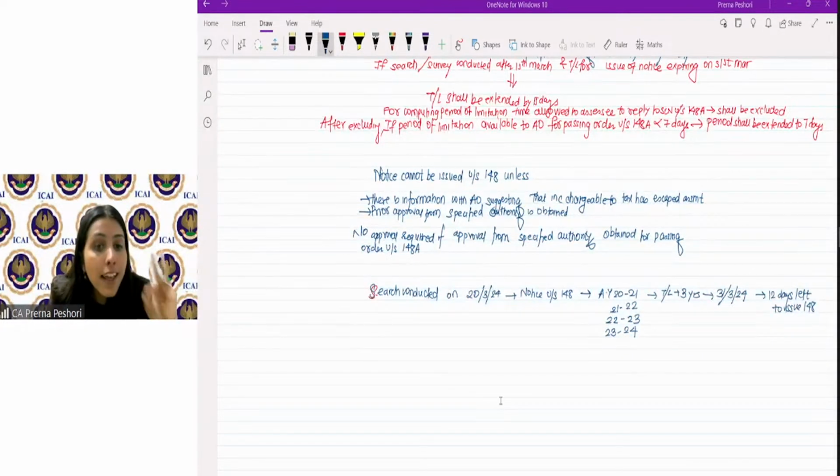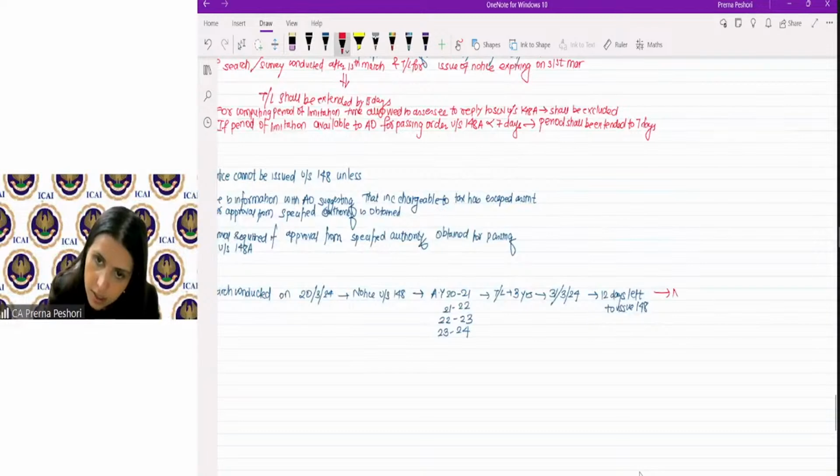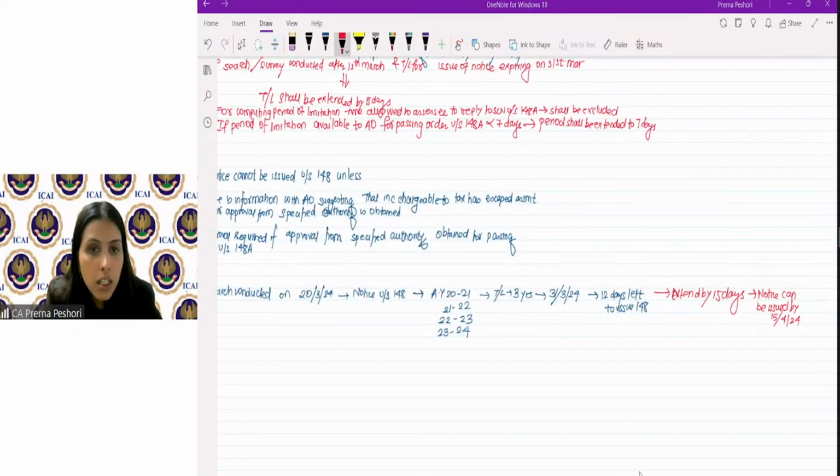So, therefore, what does 149 say? Where a search has been initiated after 15th of March for a year for which the time limit is expiring on 31st of March, then 15 days shall be excluded for the purpose of computing the limitation period. So for AY 2021, the notice can be issued, extended by 15 days, so notice issued by 15 April 24. Are we clear? And the notice will be deemed to be issued on 31st March 24.